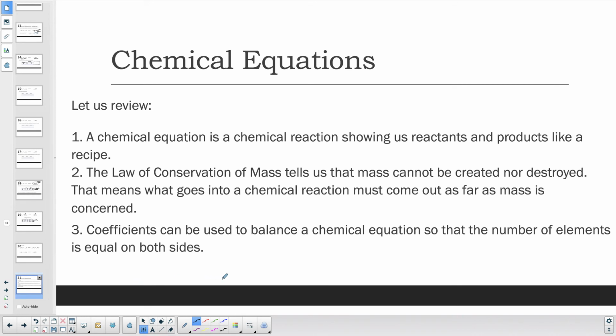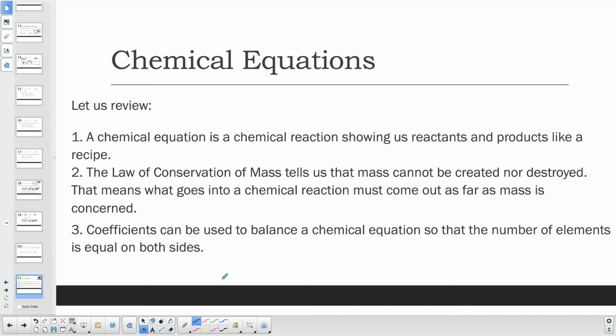Alrighty, so to recap, a chemical equation is a chemical reaction showing us reactants and products, very like a recipe. Now, the law of conservation of mass tells us that mass can't be created or destroyed. So that means that what goes into a chemical reaction has to come out as far as mass is concerned. And when you think of mass, think of matter, okay? And when you think of matter, think of the numbers. And so the numbers have to balance.